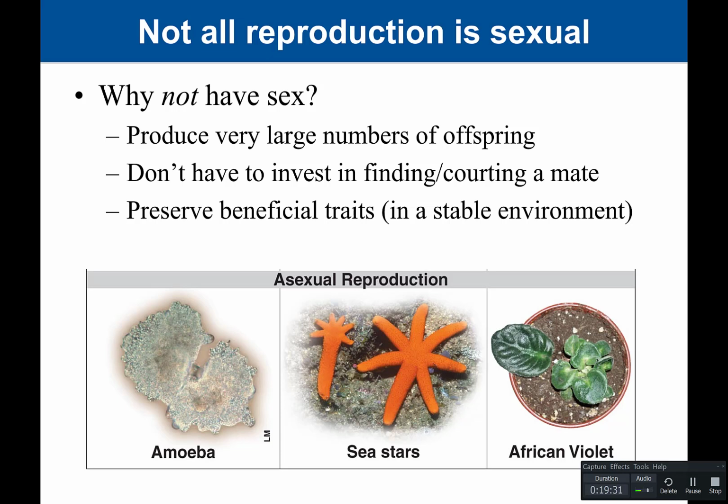So here are some examples of different types of asexual reproduction. So we have amoebas, which are protists. We can have sea stars, which do fragmentation. So a piece of the organism kind of breaks off and gives rise to an entirely new organism. We can have plants that we do grafting. And so there are organisms that can do asexual reproduction, and then there are organisms that do sexual.